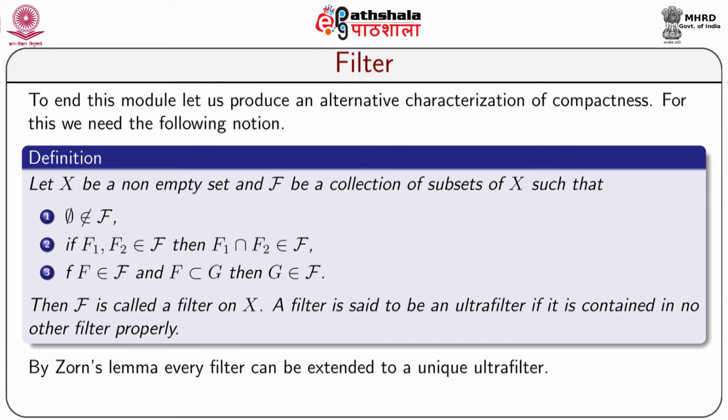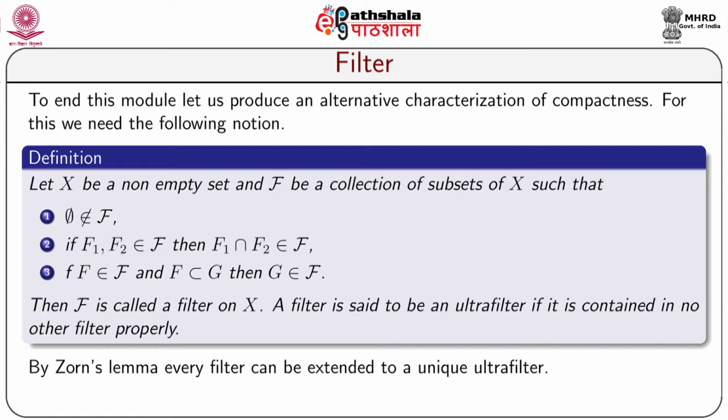A non-empty collection script F of a set X is said to be a filter if: number 1, script F does not contain the empty set. Number 2, script F is closed under finite intersection. That means if F1, F2 belong to script F, then F1 intersection F2 belongs to script F. Number 3, script F is closed under the formation of supersets. That means if F belongs to script F and G contains F, then G also belongs to script F.